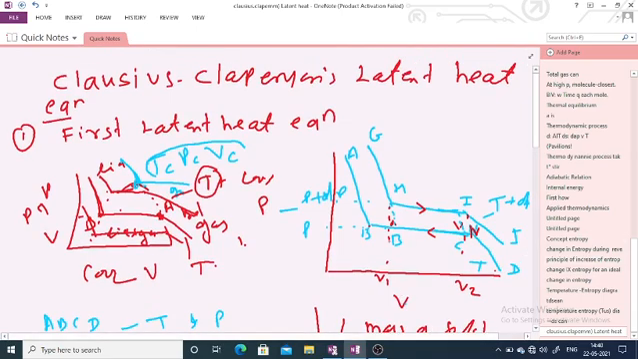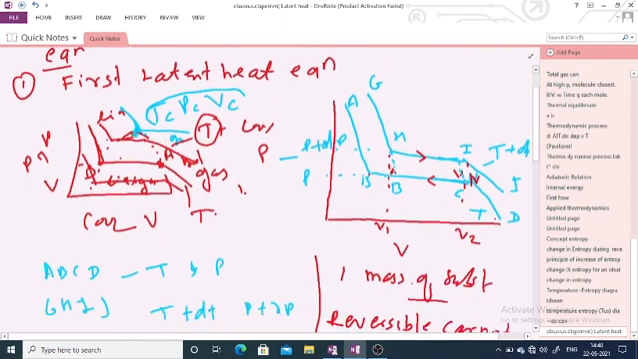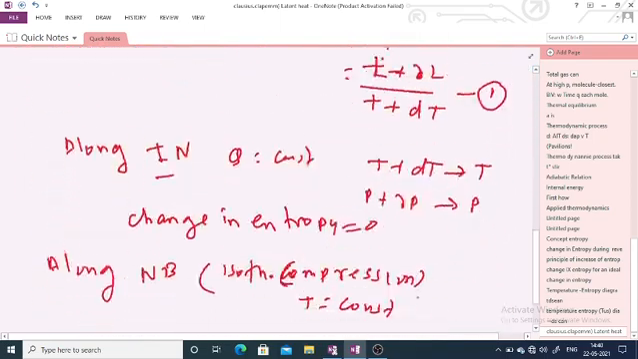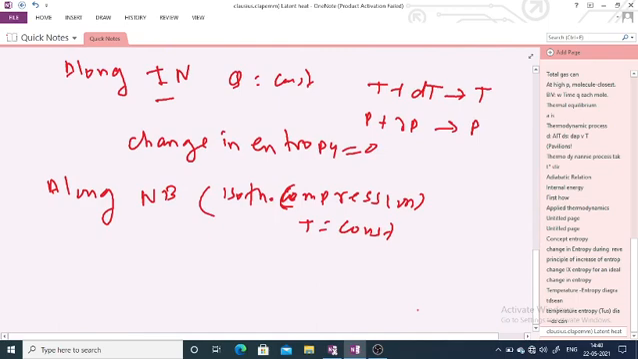Along the NB, it is horizontal to the x-axis, so it is horizontal to the volume axis. So pressure remains constant. Temperature is constant, so a compression takes place and its volume will decrease. In this case, T is constant. So volume decreases from V2 to V1.